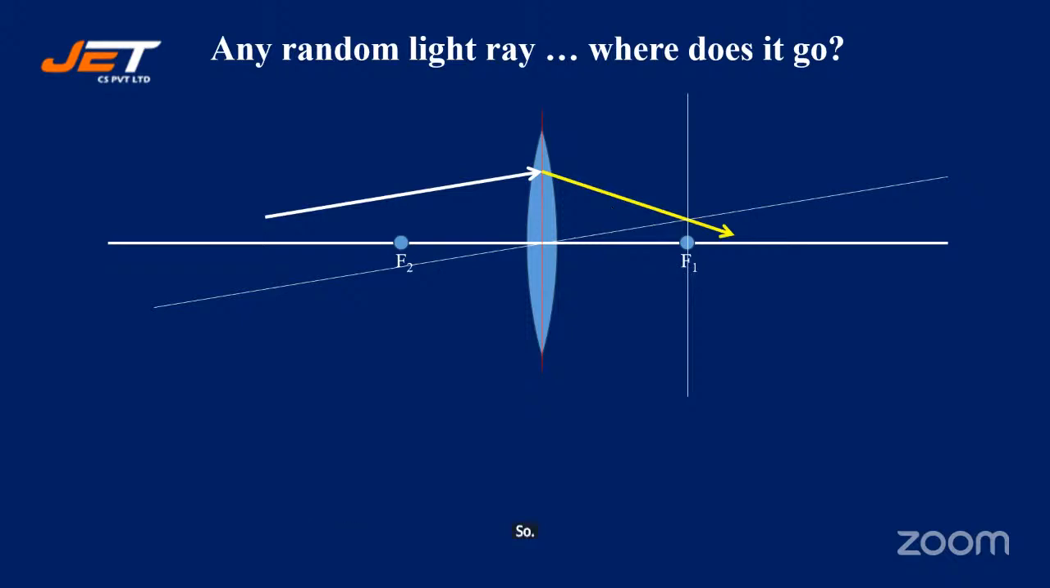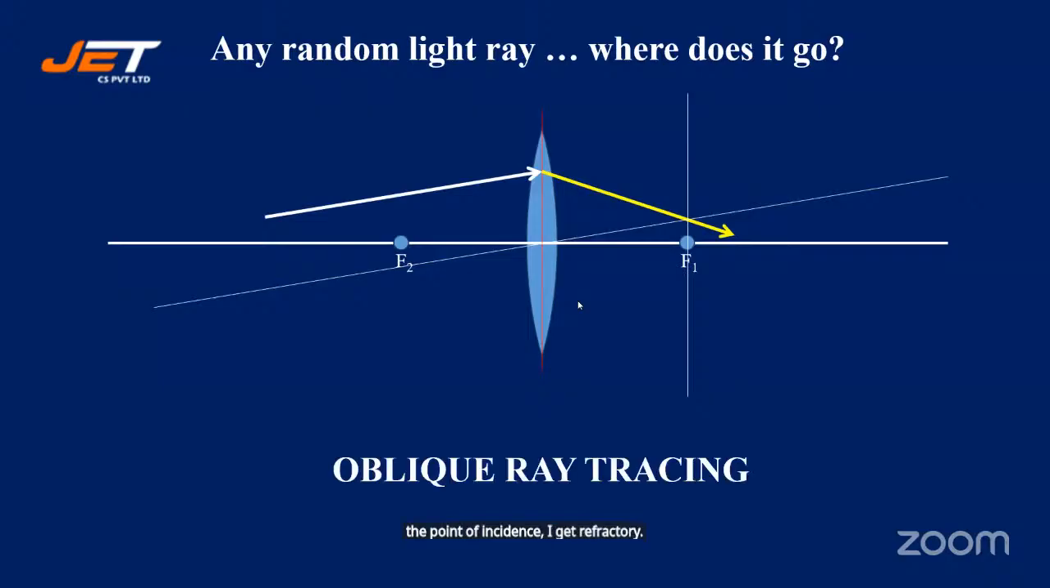So given a random ray, how will I trace the refracted ray? I first draw a line parallel to the incident ray through the optic center. That line will go and intersect the focal plane. That vertical line at F1 is the focal plane. It's shown as a line, but it's a plane when looking from one side of the lens. Alright, that's the plane. That intersects the plane at a certain point. When I join that point to the point of incidence, I get the refracted ray. This method is called oblique ray tracing.